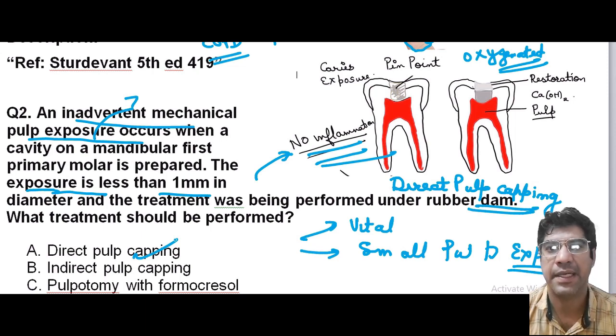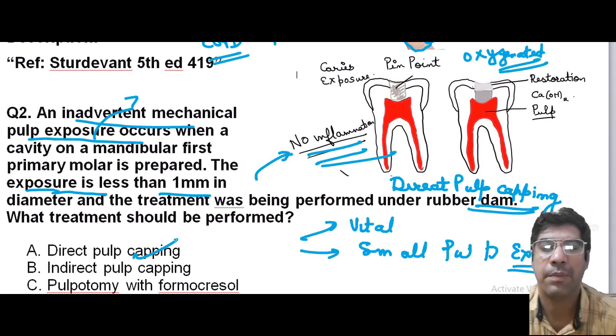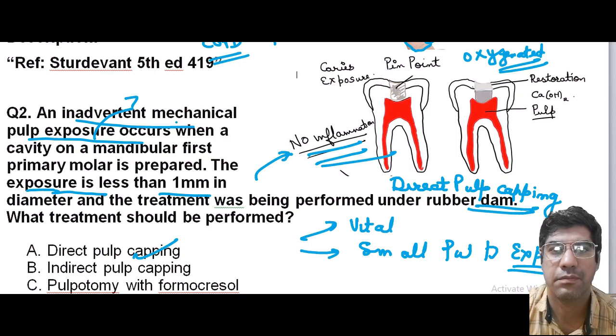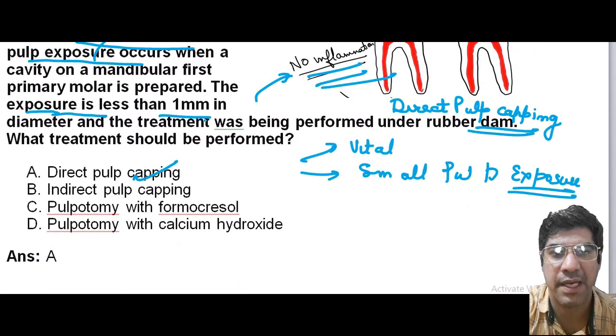Indirect pulp capping is a dental procedure used when there is a deep cavity near the pulp chamber of the tooth, but the pulp is not directly exposed. Pulpotomy with formocresol and pulpotomy with calcium hydroxide are also not the options. So your answer is direct pulp capping.